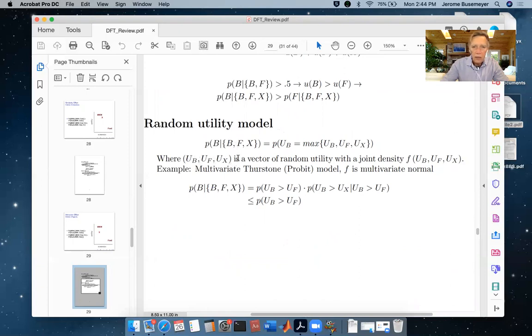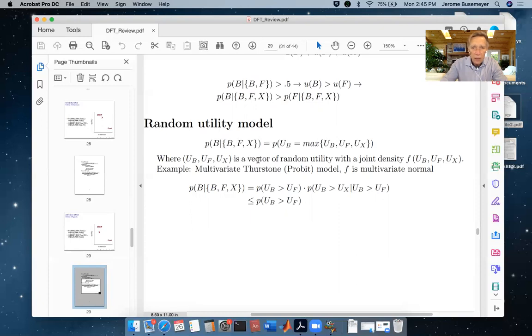And so the random utility model says the probability you choose the BMW out of the set of all 3 is the probability that the random utility for BMW happens to turn out to be the maximum of the utility for all 3. That's the probability that you'll choose it. And so we have to compute this probability for the model. The probability that B becomes maximum gives us the probability of this choice.